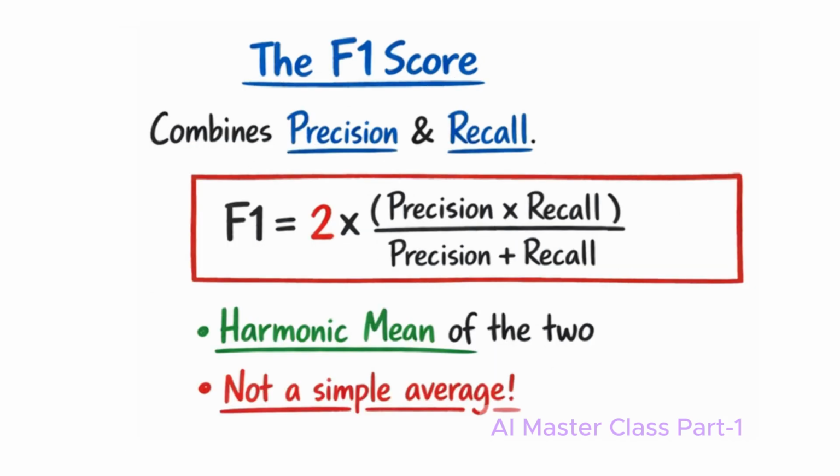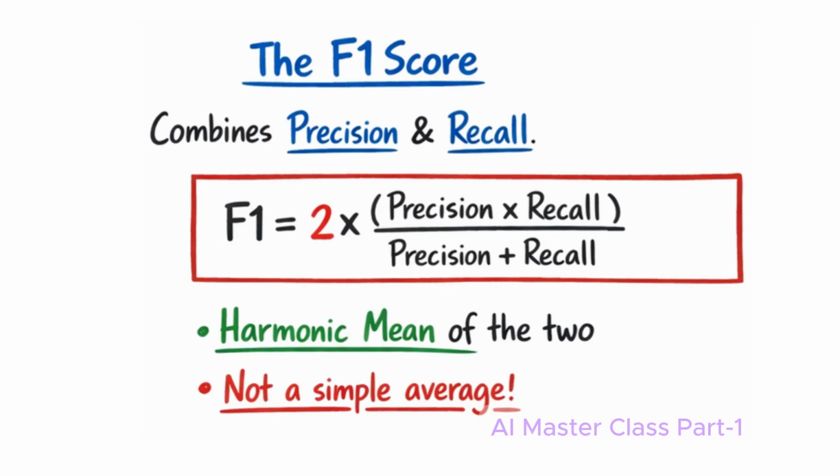F1 score is a combined measure of both precision and recall. Technically, it is the harmonic mean of these, which means it is not a simple average but a balance between them. This is how F1 score is calculated: 2 times the multiplication of both precision and recall, and then divide by their sum.